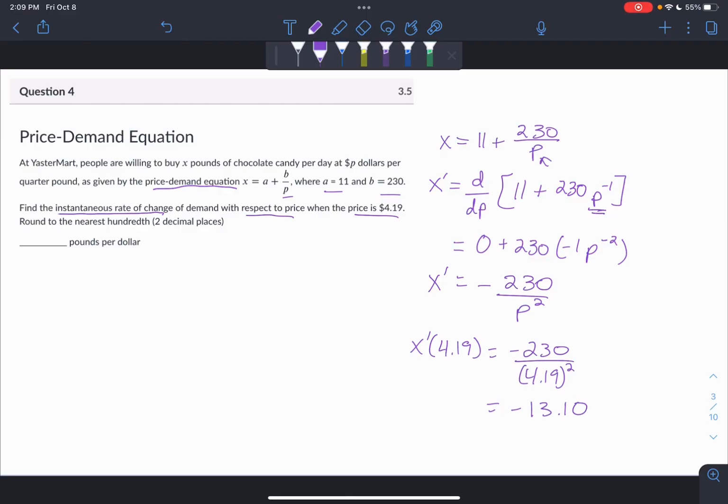All right, and it's okay that it's negative because this is a rate of change. It's not a certain amount of pounds of chocolate. It's not a certain amount of dollars. This is a rate of change, so it could be positive or negative.